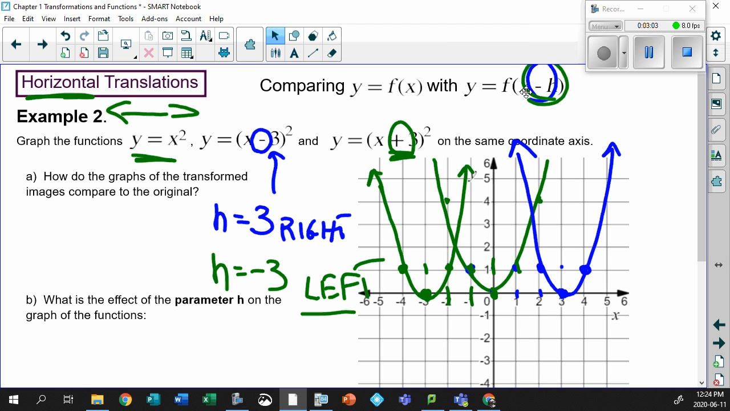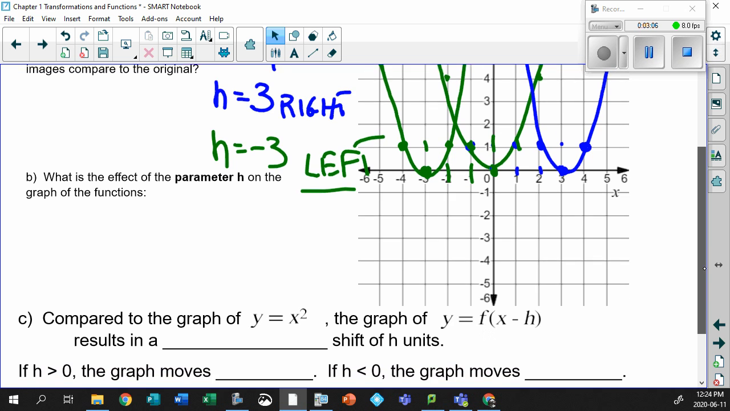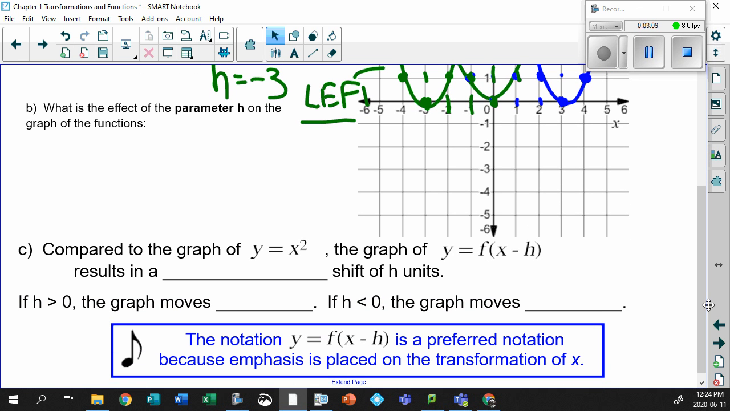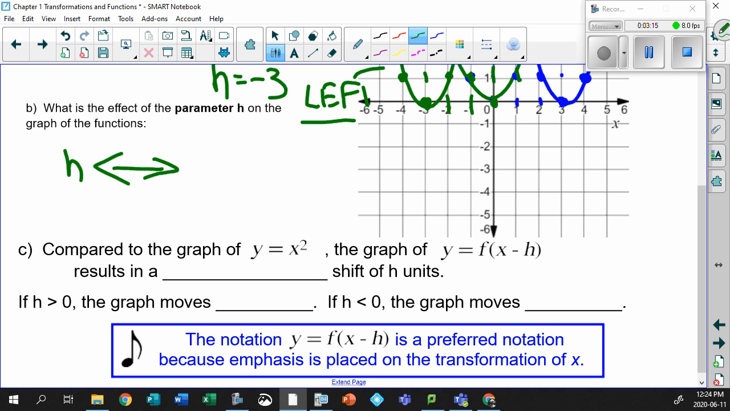So when you ask yourself the question here, what effect does the parameter h have on the functions? H moves things horizontally right and left. So here's our big summary statement. Compared to the graph of y = x², the graph with the transformation in there, which we call a translation now. Remember, translation means move, and the best way to remember that is if you move from country to country, you've got to translate your words into the new language. So translation means move.